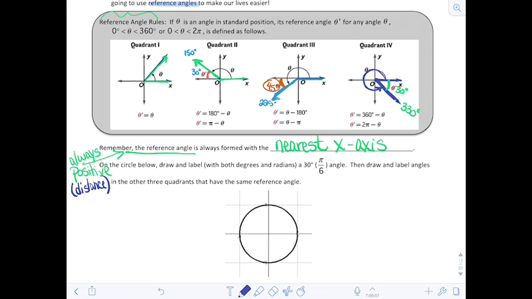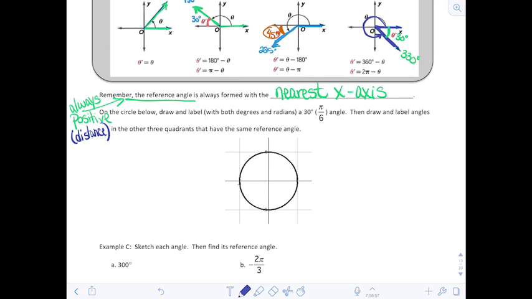So on the circle below, we're going to draw and label with both degrees and radians a 30-degree angle, which is also pi over 6, and we're going to draw and label angles in the other 3 quadrants that have the same reference angle. So we're going to get started with, first of all, our 30 degrees. So here's my initial side, and we'll put a terminal side right there. So that represents 30 degrees, or pi over 6.